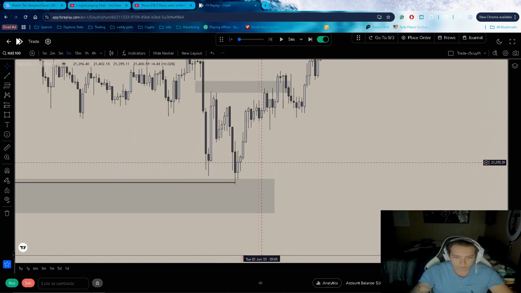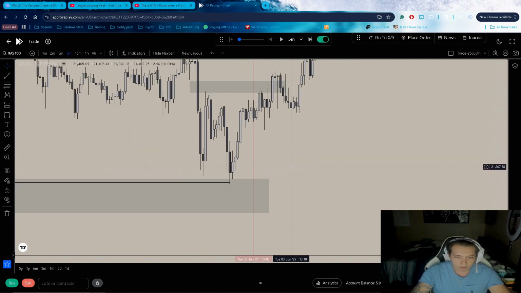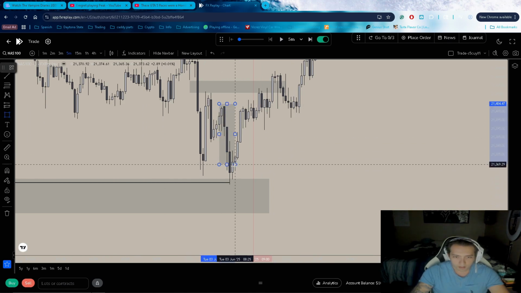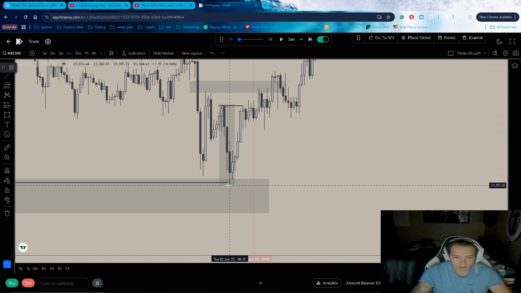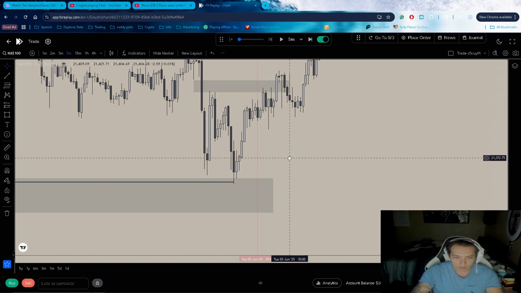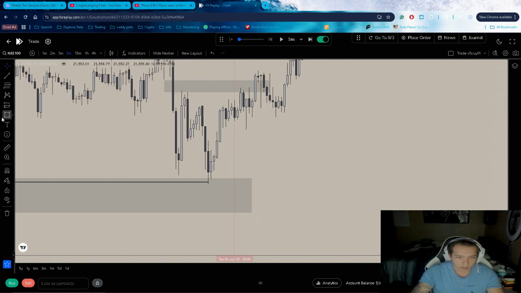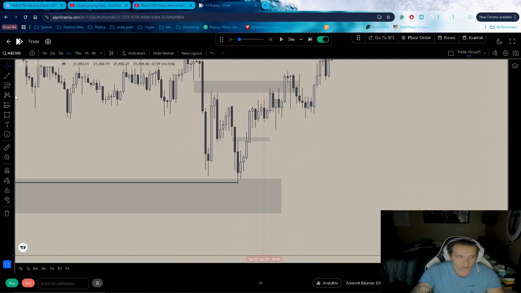Price takes it. Okay, what is my manipulation leg? Well, my manipulation leg is this whole leg right here, from this up candle all the way to there. So what am I looking for? Now I'm looking for an inversion on the highest time frame. Now we can see this is on the 5 minutes. So you would take your entry right here.